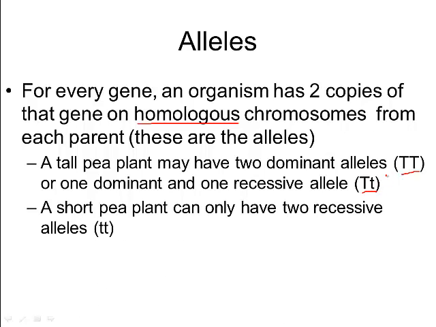So these two plants would actually look the same. Now a short pea plant can only have two recessive alleles. So short would be little t, little t. The only time that you get the recessive is if there's no dominant present within that combination. And that's how you can show the recessive trait.